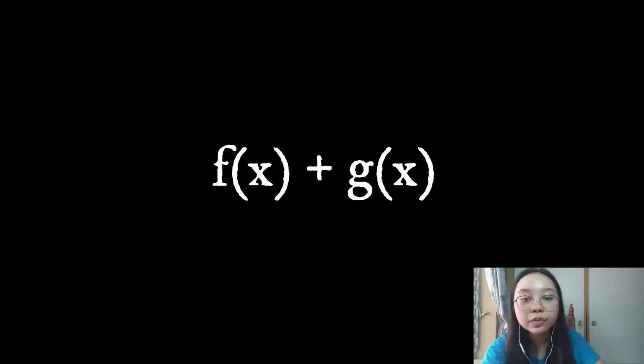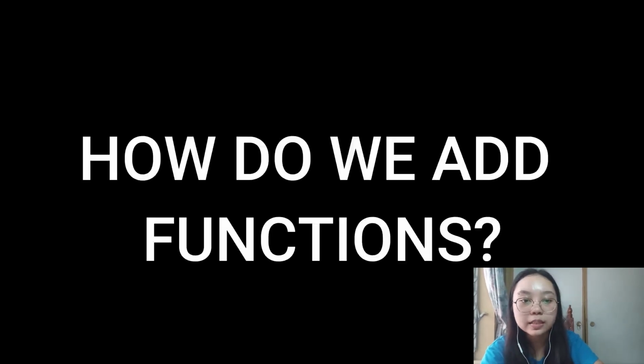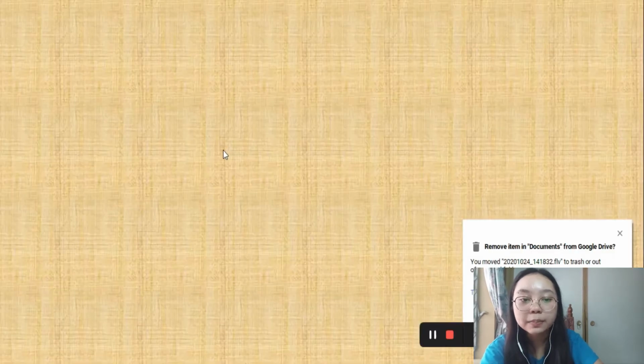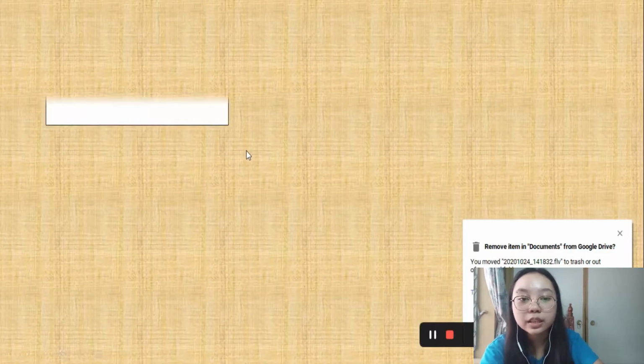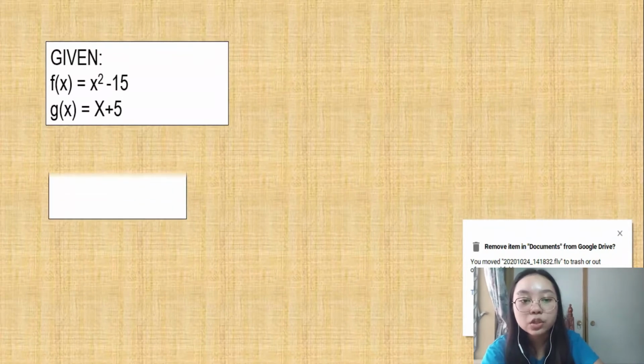The sum of these functions can be written as f of x plus g of x, or as f plus g of x. What happens when these two functions are added? Example: given that f of x is equal to x squared minus 15 and g of x is equal to x plus 5, find f plus g.